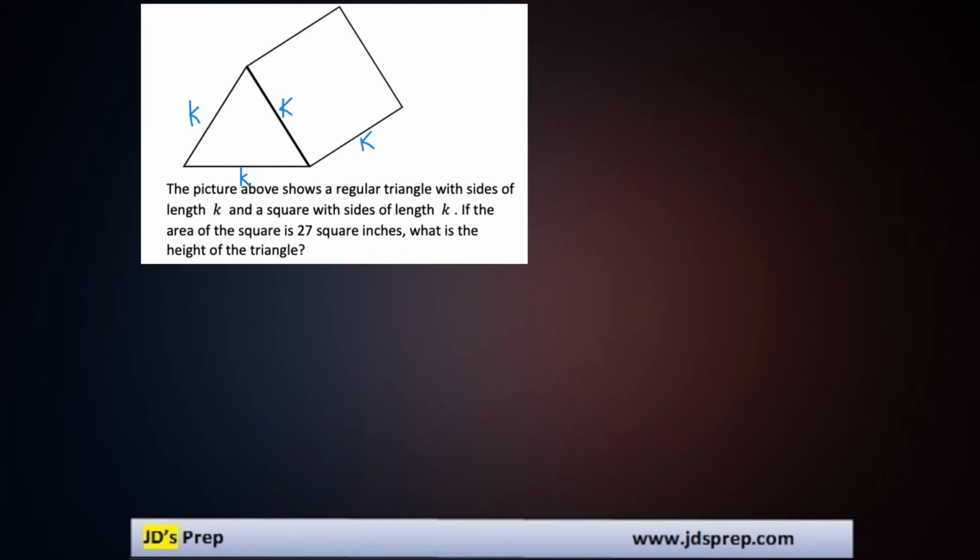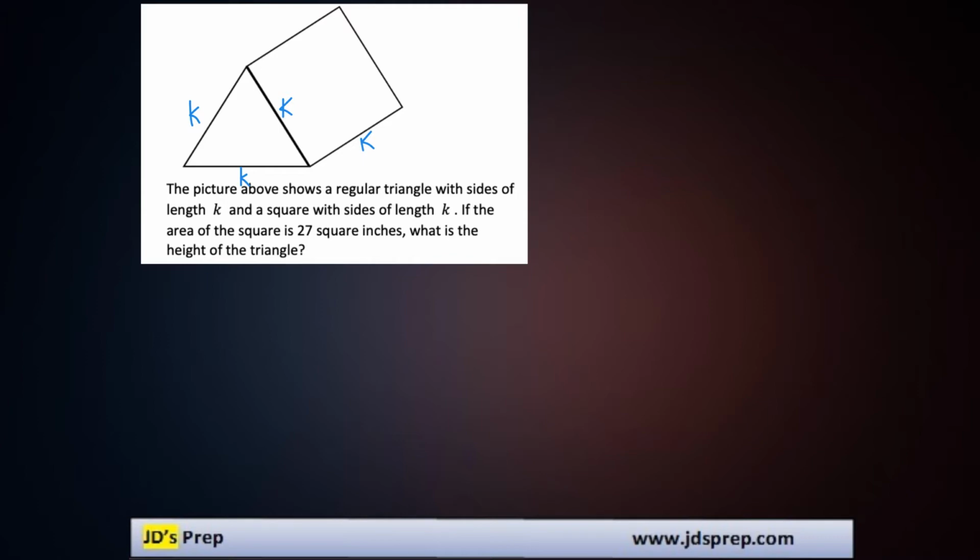In this problem, we've got an equilateral triangle where all of the sides are the measurement k, as well as a square where all of the sides are length k. We also know that the area of the square is 27 square inches. What the question is asking us to find is the height of the triangle.